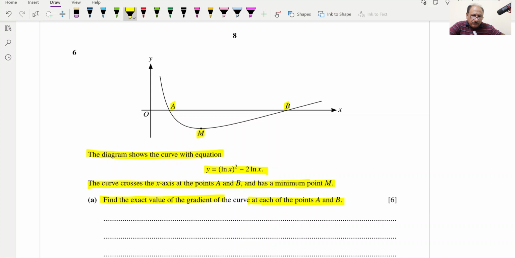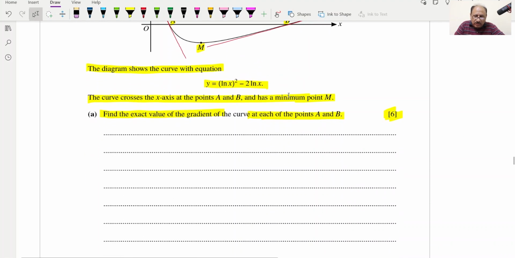For example, for your understanding, the gradient at A will be like this one, roughly, and the gradient at B will be over here like this one. So these will be the two gradients, and this is a 6 marks question. So the given equation is y is equal to log x squared minus 2 log x.